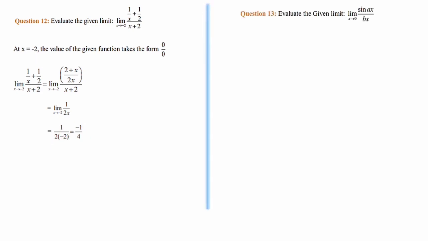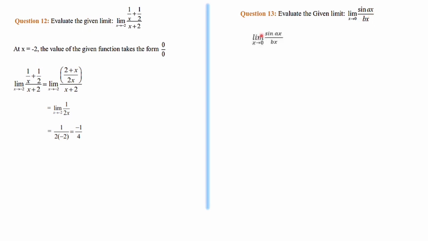Next, question number 13. Evaluate the given limit. Limit x tends to 0, sin ax by bx. So the limit of trigonometric functions we have to use here. We have learned a formula: limit x tends to 0, sin x by x is equal to 1. So here sin ax by bx means, in the denominator, if there is ax, then we can apply the formula.